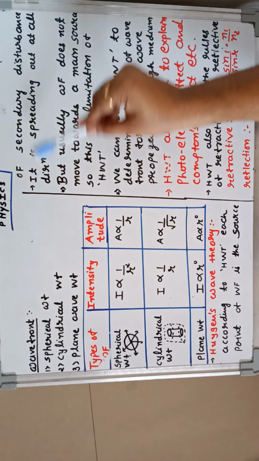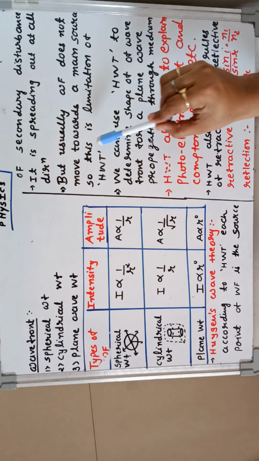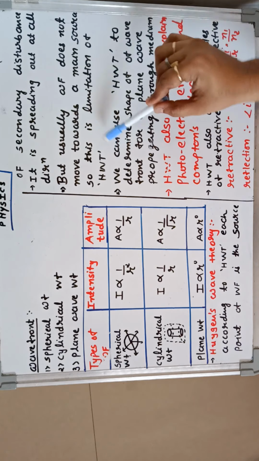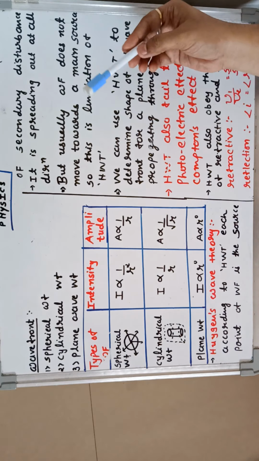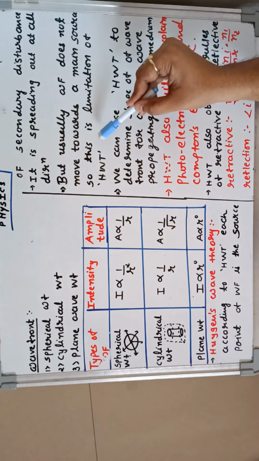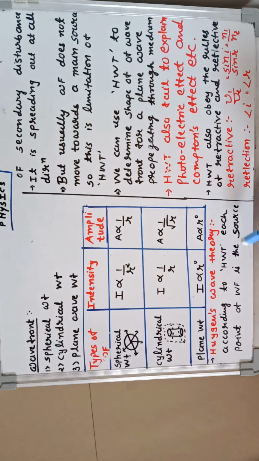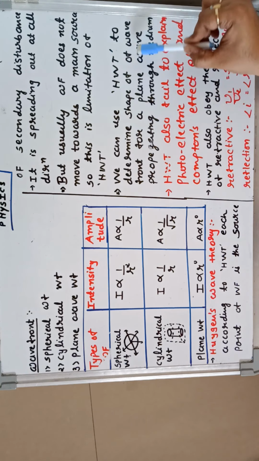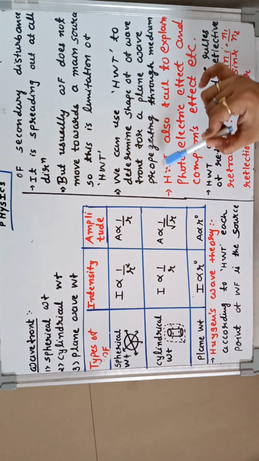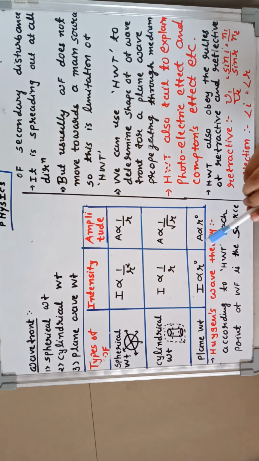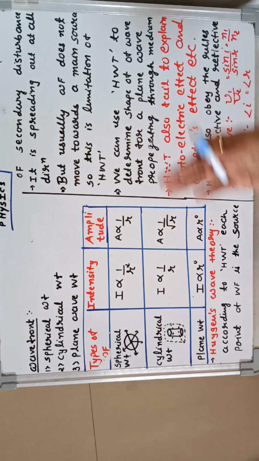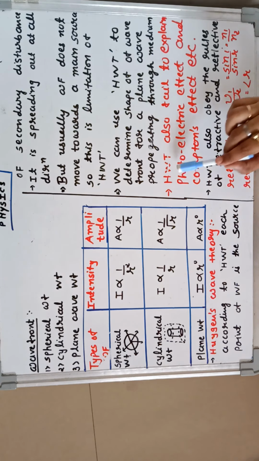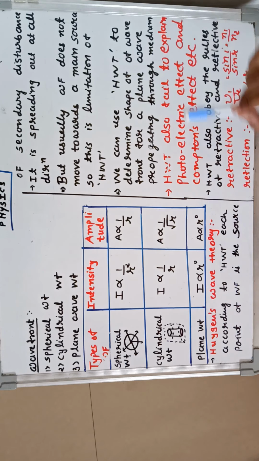Dear students, I justify this sentence: it is a limitation of the wave theory of Huygens. We can use the Huygens wave theory to determine the shape of the wavefront for a plane wave propagating through a medium. This is the limitation of the Huygens wave theory. The Huygens wave theory also failed to explain the photoelectric effect and Compton's effect, etc.